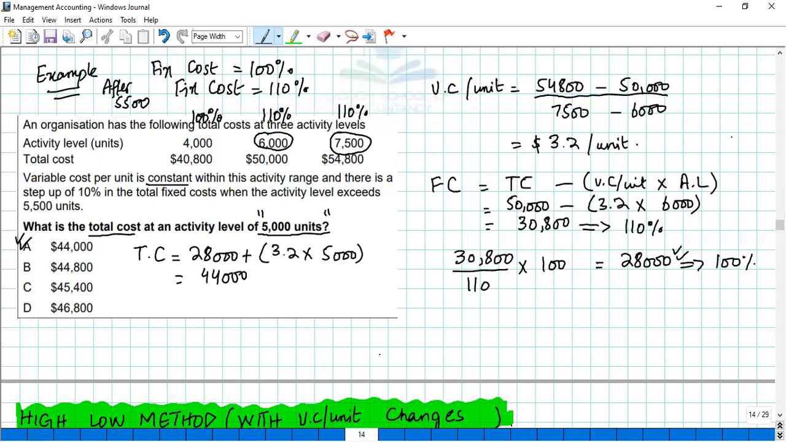If, for example, let's say he would have asked us to calculate the total cost at 6,500 units, then we would have used this fixed cost. Simple. If the examiner has asked us to calculate the cost at an activity level above 5,500 units, then I would have used the fixed cost with step up, that is 30,800. And if I have to calculate the total cost at a level of activity below 5,500 units, I would have used the fixed cost without step up, that is 28,000. So in this way, you have to make the adjustments. Okay. So that was the Hilo method with stepped cost.